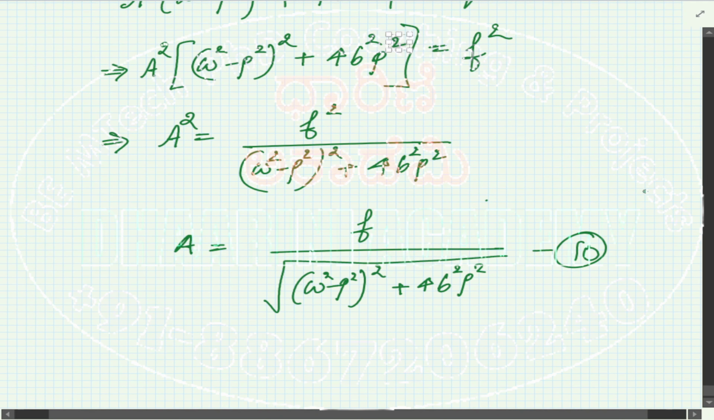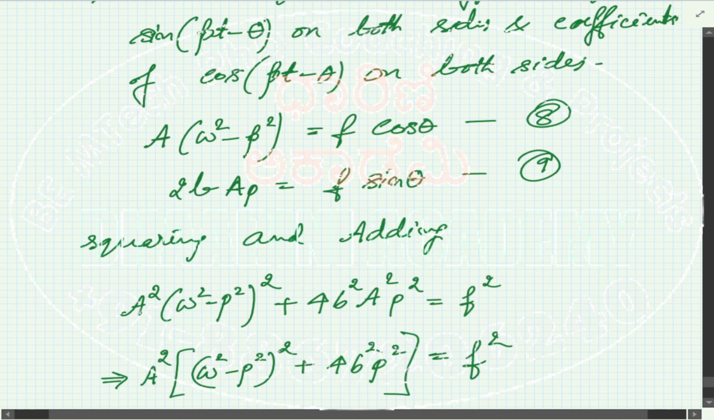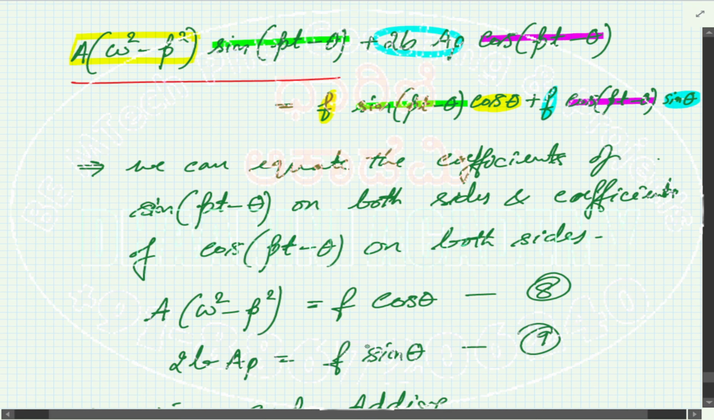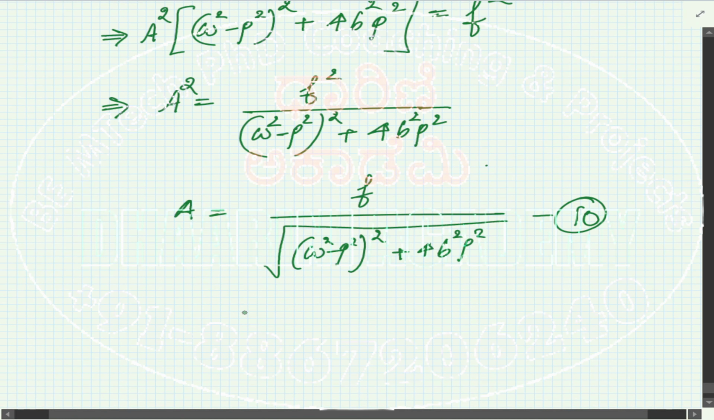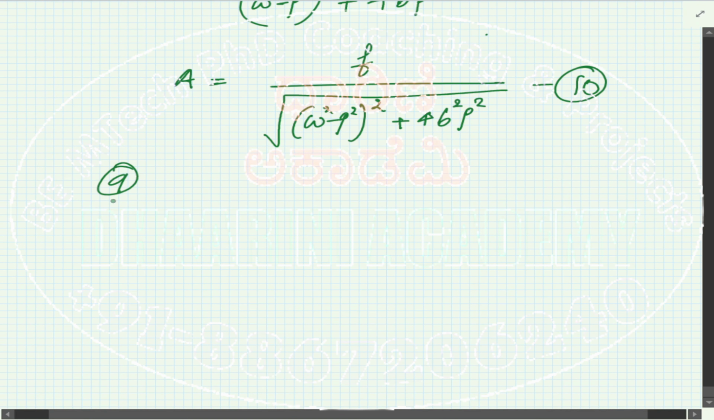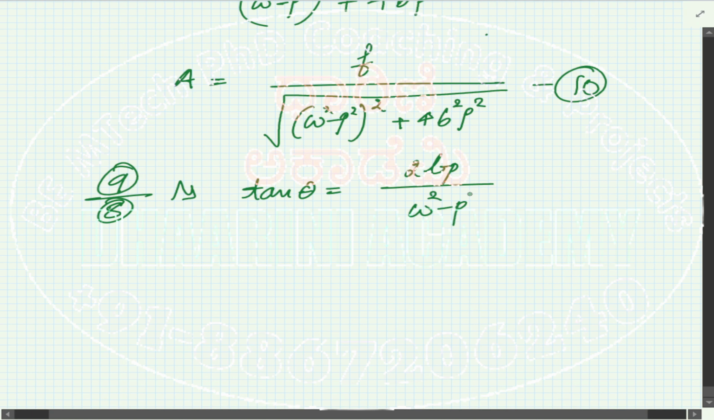And at the same time, let me say I want to calculate the theta now. So from 8 and 9, you can see if I divide 9 by 8, so sine theta by cos theta, which is there on the right side, gives me a tan theta. Correct? So I'm going to use that logic here. So this is equation 9 by equation 8 gives me f sine theta by f cos theta. So f cancels. Sine by cos gives you a tan theta. I'm going to write this directly. So tan theta is equal to, on the right hand side, 2 times b into p divided by omega square minus p square.